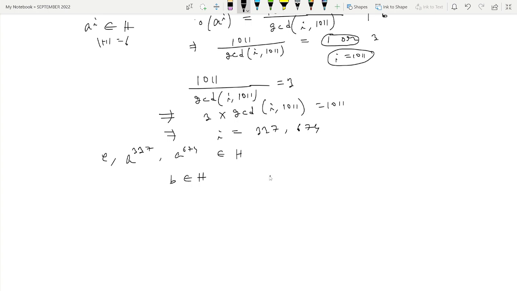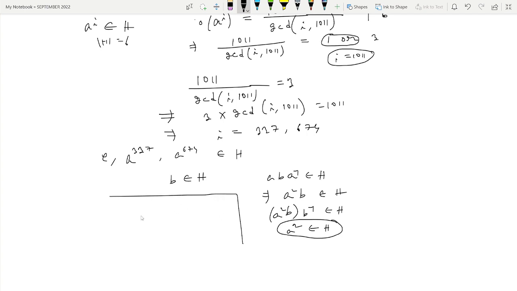since H is normal, we have A B A inverse belongs to H. And it is easy to calculate that this A B A inverse is actually A square B, that belongs to H. And since B belongs to H, we have A square B composition B inverse, that will also belong to H. That is, we have A square belongs to H, which is a contradiction, because if H contains some a to the power I, then I must be only 337 or 674. No other element of type a to the power I.